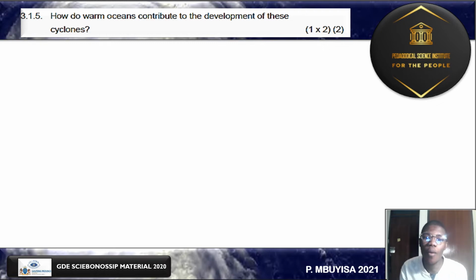3.1.5, how do warm oceans contribute to the development of these cyclones? Remember, when we have warm oceans, we are able to have rapid evaporation. And when we have rapid evaporation, we can have convection as this air rises, and the convection leads to the formation of the two air vortexes.